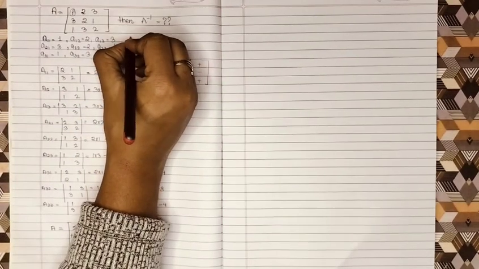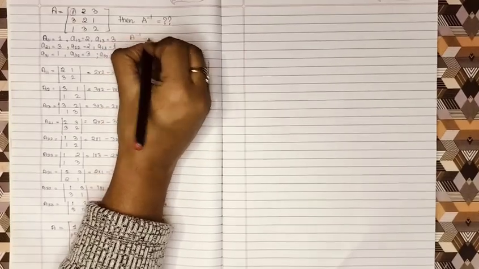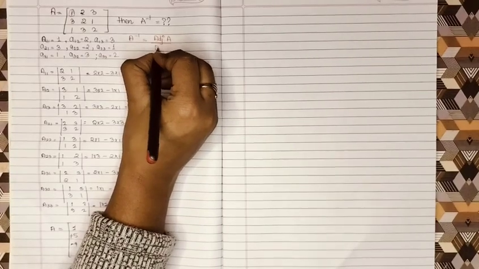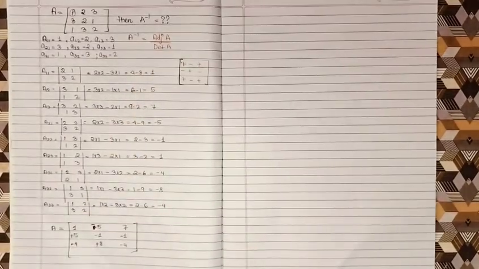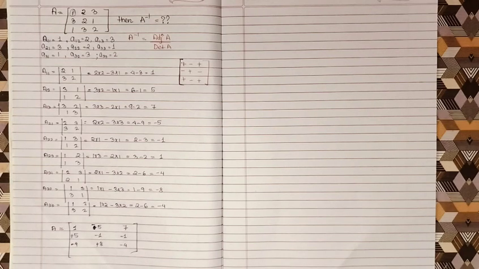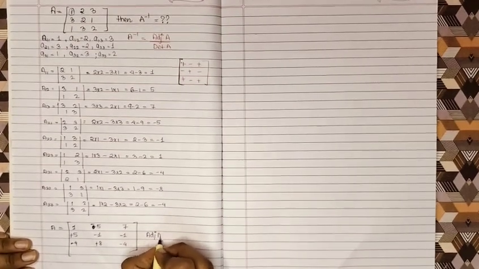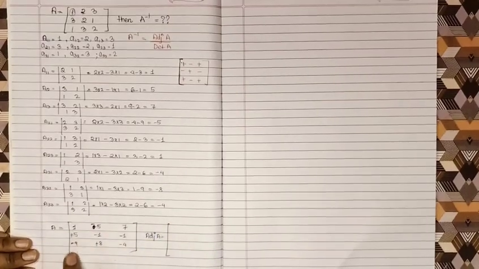Let me tell you how we take out A inverse. A inverse is adjoint of A divided by determinant of A. So first we need to take out the adjoint of A. For adjoint of A, we took out the cofactors. Now we will take the transpose, and adjoint of A will be the transpose of this matrix.